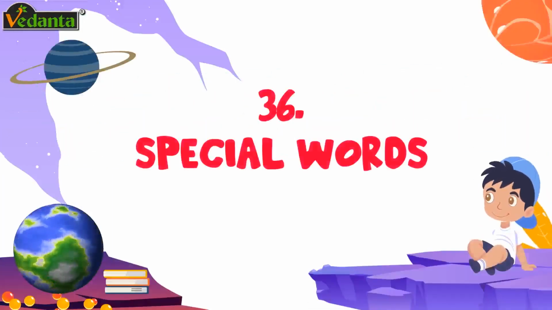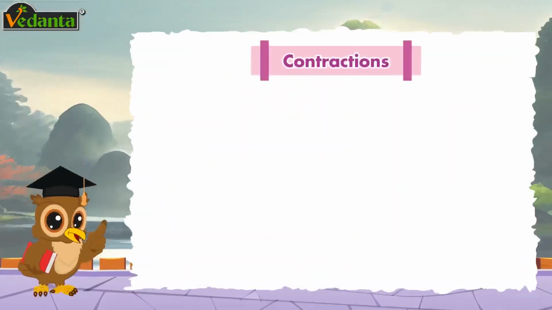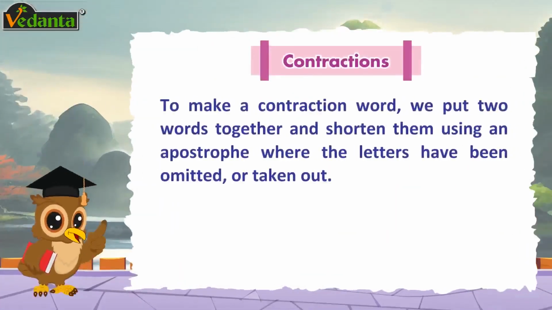Chapter 36 Special Words. Contractions. To make a contraction word, we put two words together and shorten them using an apostrophe where the letters have been omitted or taken out.